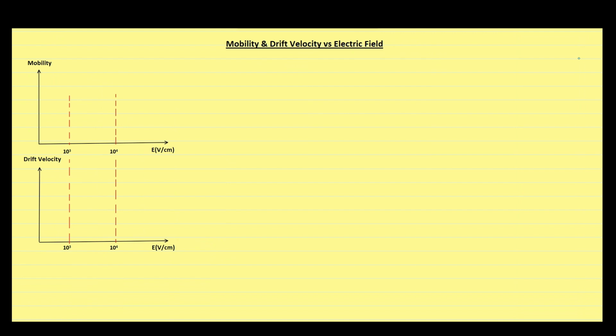We know that drift velocity is equal to mobility into electric field. But will the drift velocity keep on increasing with the increase in electric field infinitely? If that was the case, we would have proved a very famous statement wrong, which was actually given by Einstein. That was, no particle having mass at rest can move with speed greater than the velocity of light.